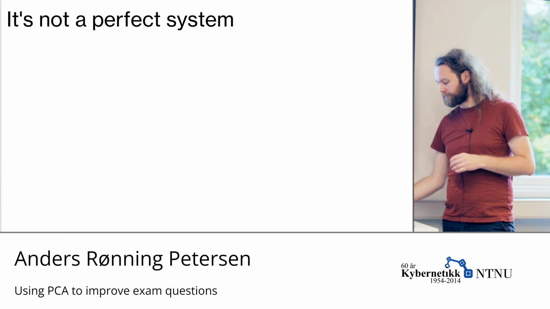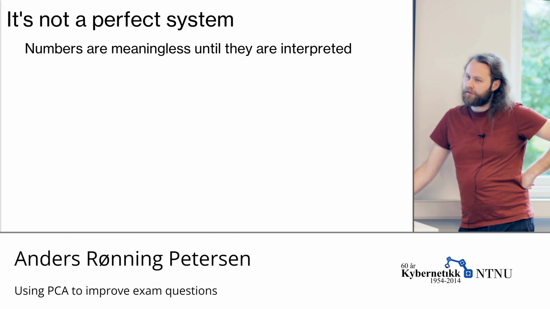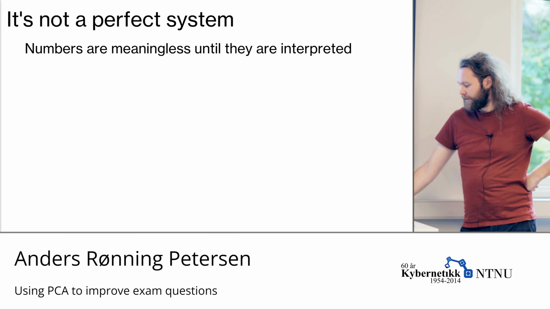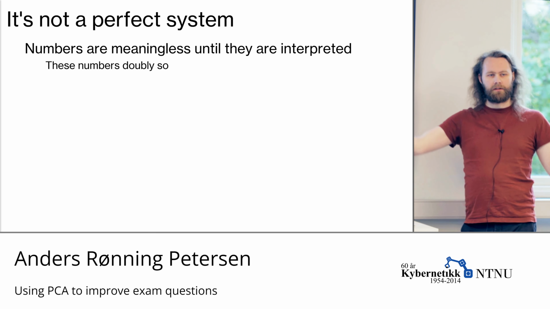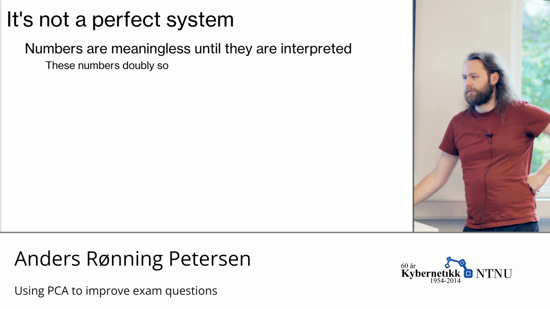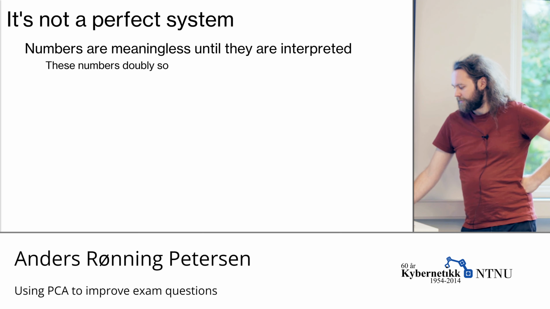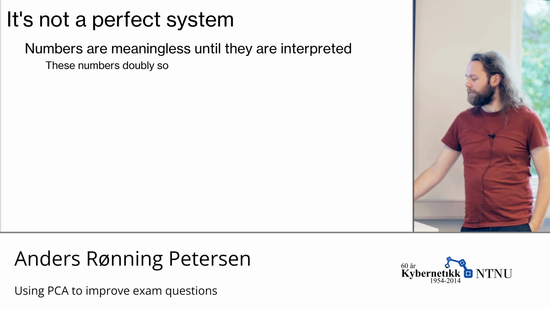But yes, it's not a perfect system, of course. The numbers, as we've briefly touched upon in several aspects, are not really meaningful until they are interpreted by a human, preferably. These numbers doubly so, because the x-axis here is unlabeled. Putting a label on it is a weird thing, to think of it in terms of distance in a vector space of question variance captured. It's not an intuitive number.